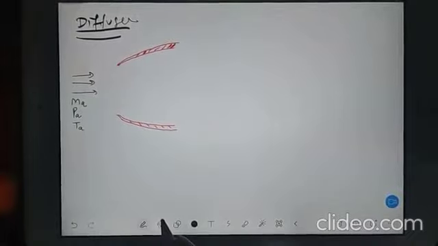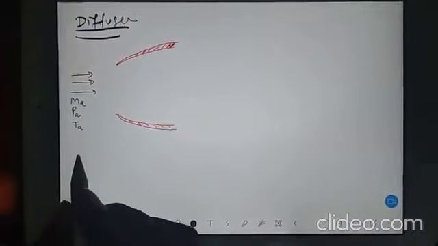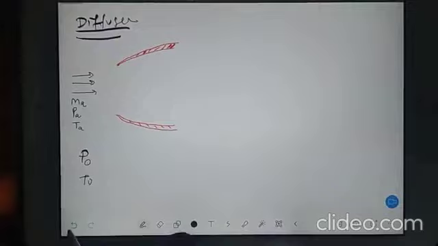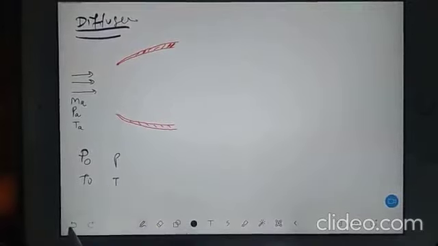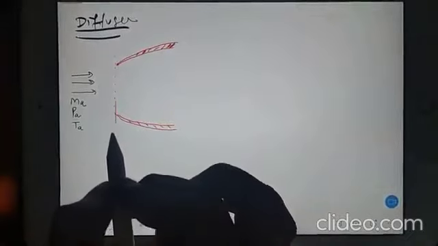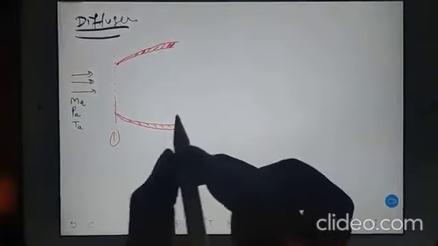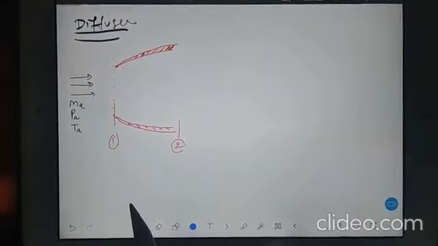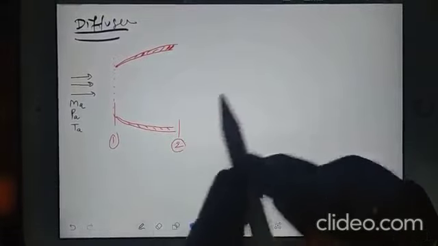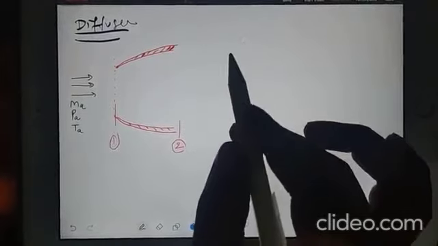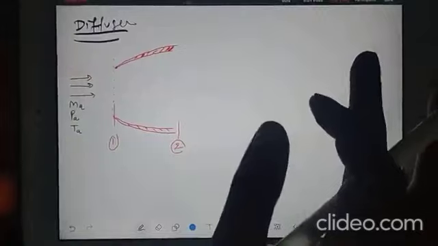Always remember static properties and total properties. Whenever I write total properties, I will put P naught and T naught. And if I am writing only P and T, it means static. Now here I will put my section 1. So this is my section 1, and this is the exit of the diffuser. Let's understand what happens in the diffuser. Before that, we have two types of diffuser: one is the theoretical ideal diffuser, and one is the real diffuser that we use in daily life.